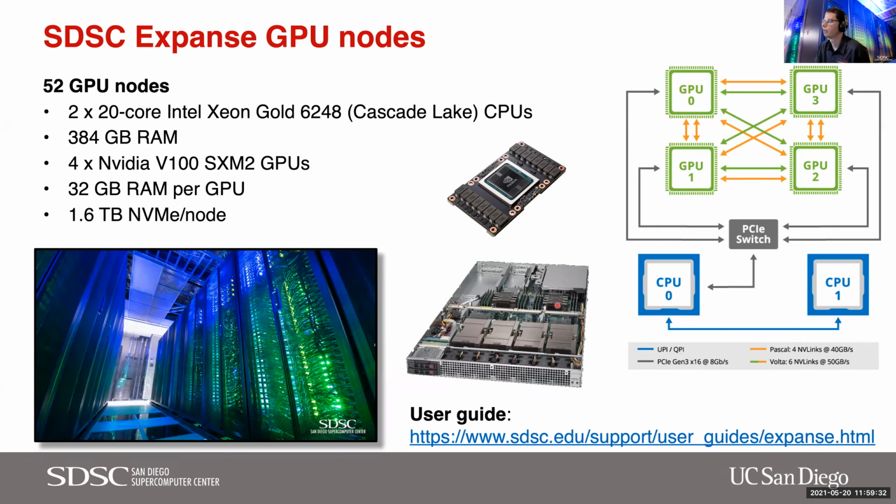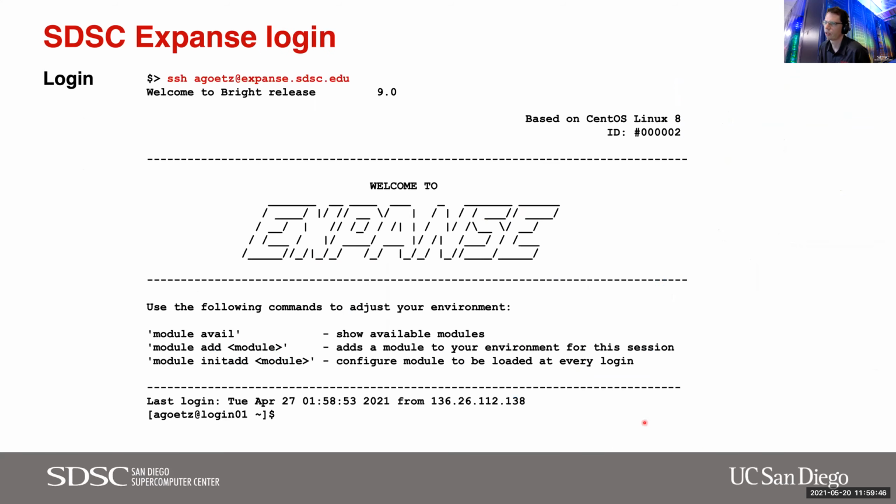And here in the back, you'd have the CPUs, and then these have special interconnects via NVLink. That's actually a really fast interconnect among the GPUs that you can exploit if you write parallel GPU code. There's more information in the Expanse user guide.